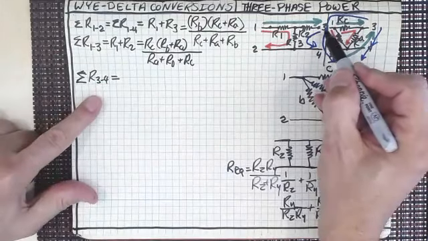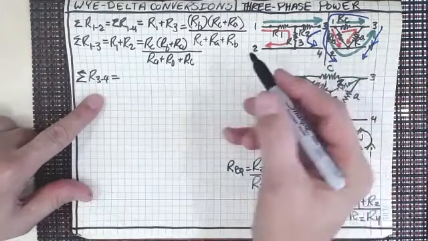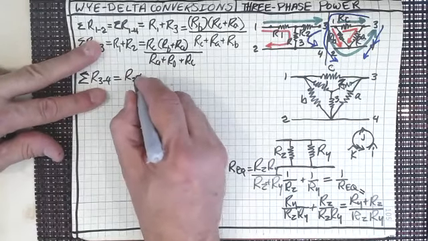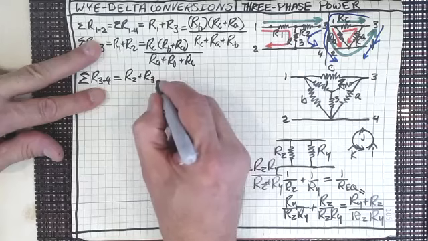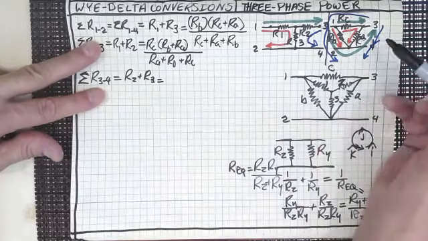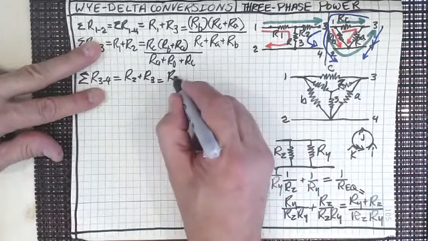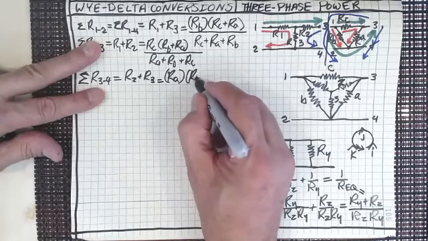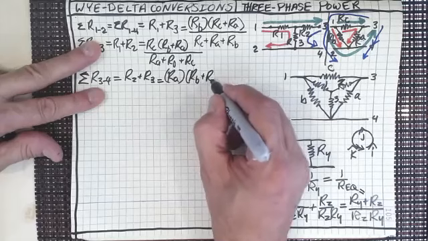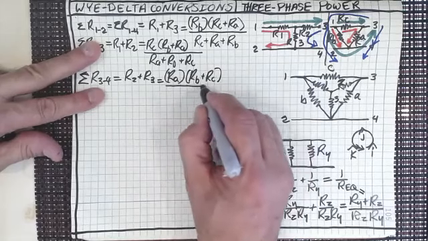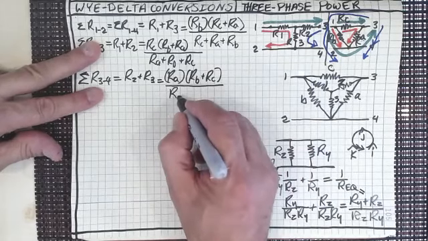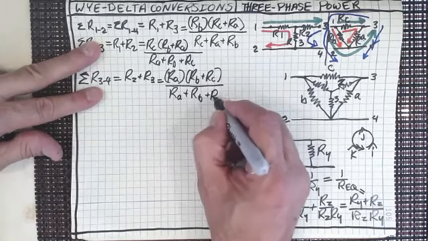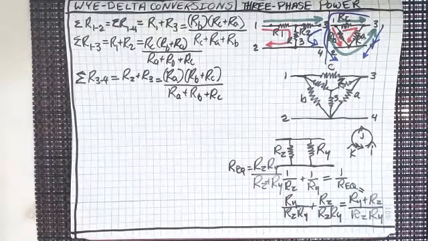So this one is just going to be R2 and R3. So I've got R2 plus R3 is going to equal, and this time it's R sub A, right, out in front, times R sub B plus R sub C. And again, the whole thing divided by R sub A plus R sub B plus R sub C, right?